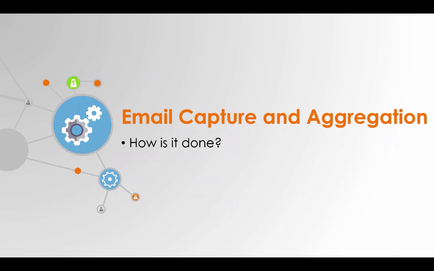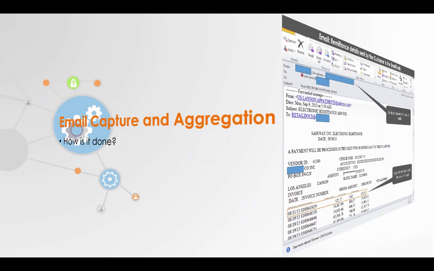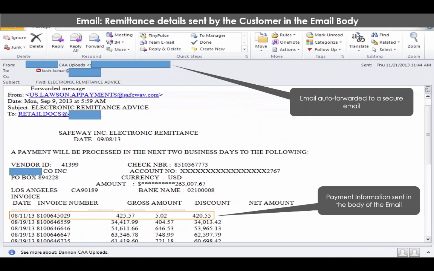So let's go a little deeper. How is that email capture done, and how does that aggregation happen? So here's an example. A customer sends an email, and they have their remittance detail. So that information is automatically forwarded to a secure email box. And then once that information is there, in this example, the payment and the remittance information is all sent in the body of the email. So what that email parser is able to do, this engine reads the text in the body of the email. It's able to identify the invoice numbers, it reads the text that's there, it's able to see the amounts that's there, even being able to read what the discount is.